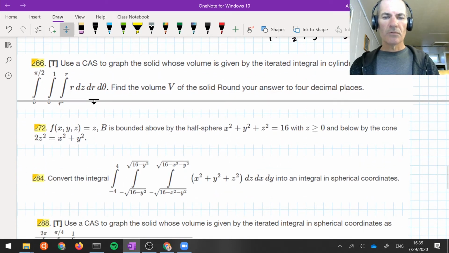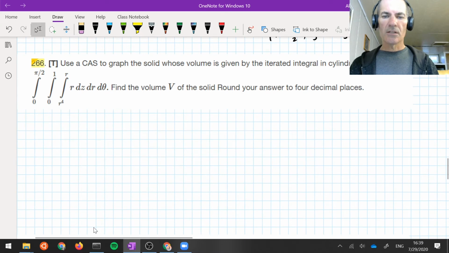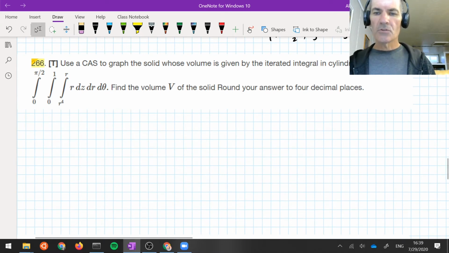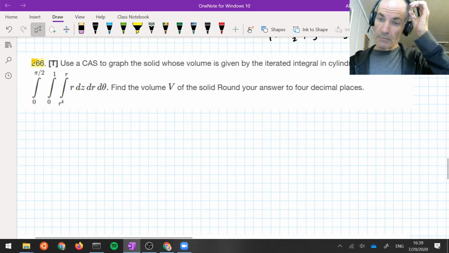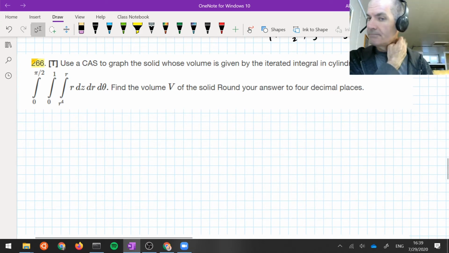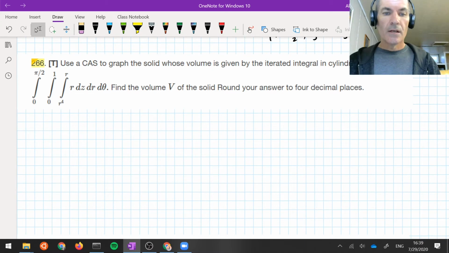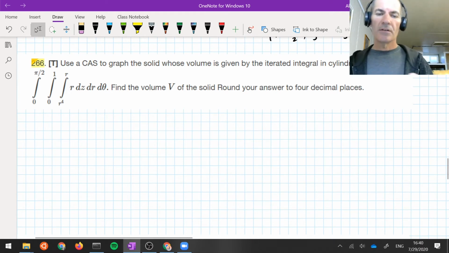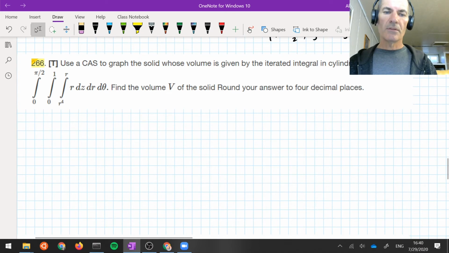266, we've got this bold-faced t in there, so that's a suggestion that we want to use a computer to graph the solid and maybe do the integration. All right, so here what you're given is an integral that's clearly in cylindrical coordinates, and you've got these limits, and your goal is to figure out what these bits are.